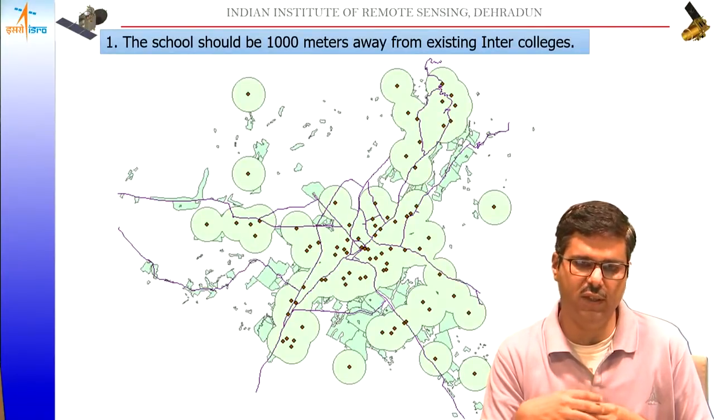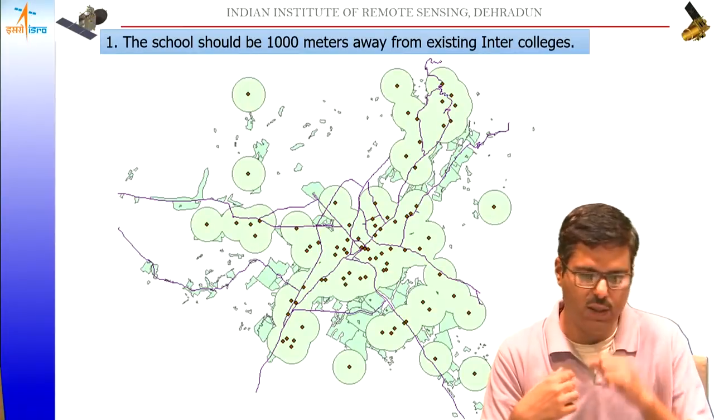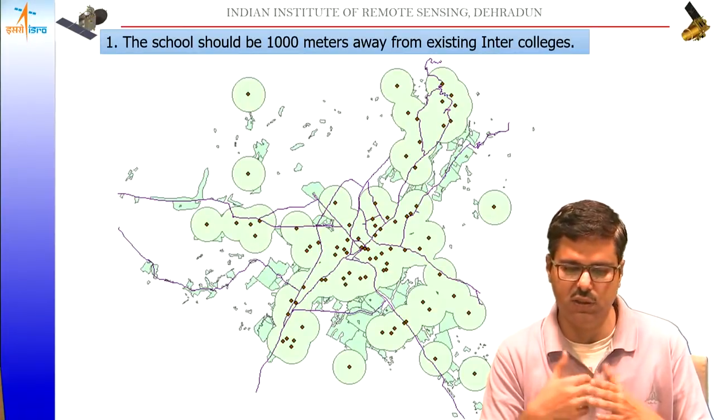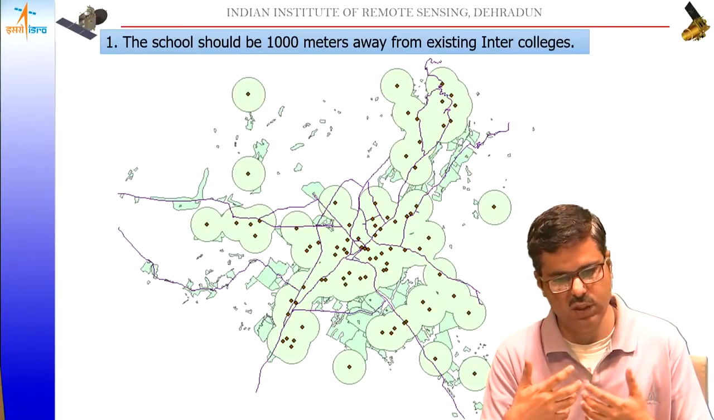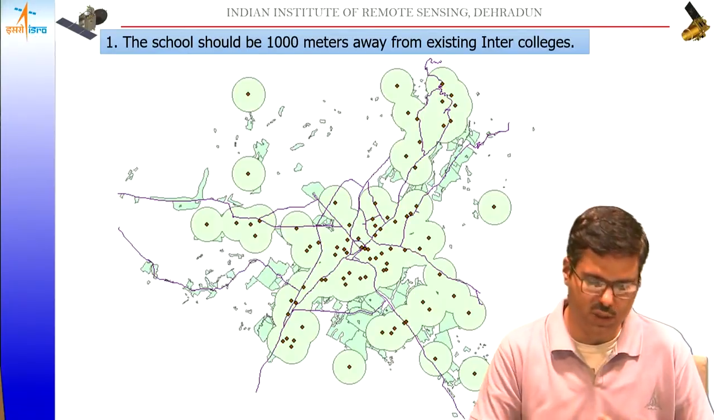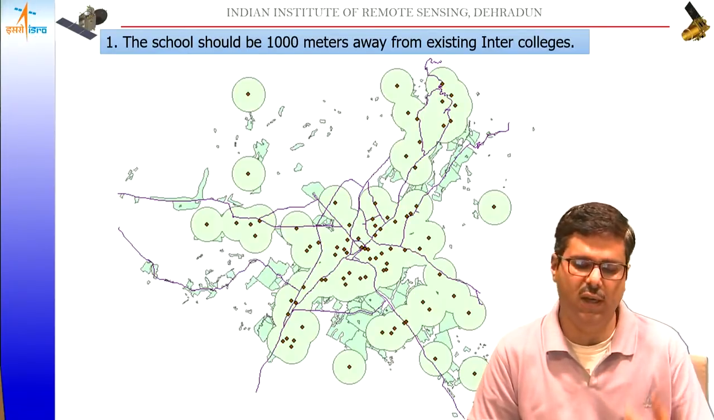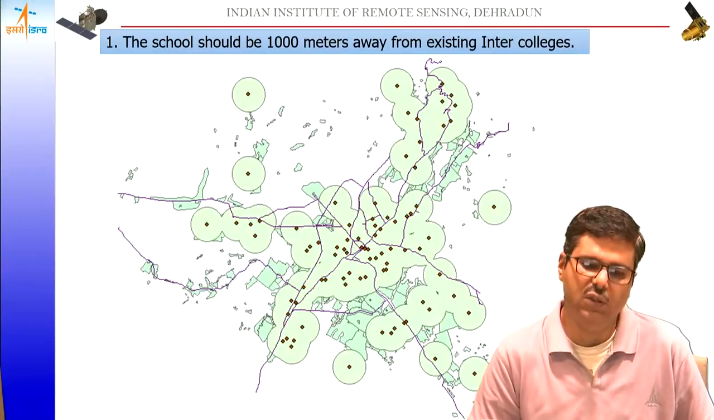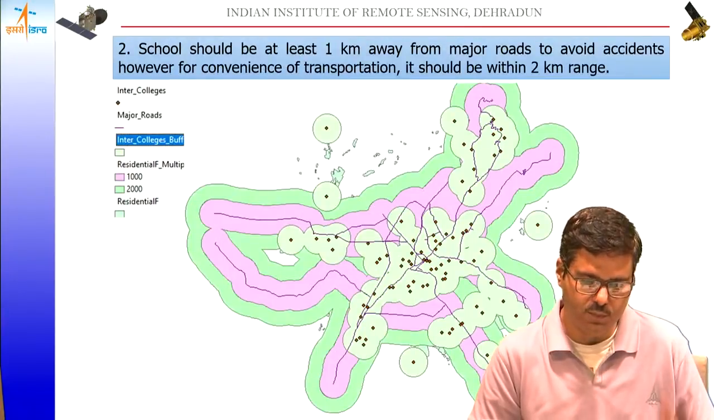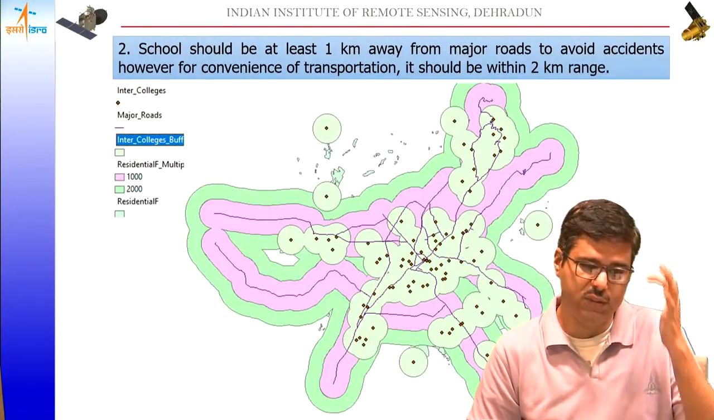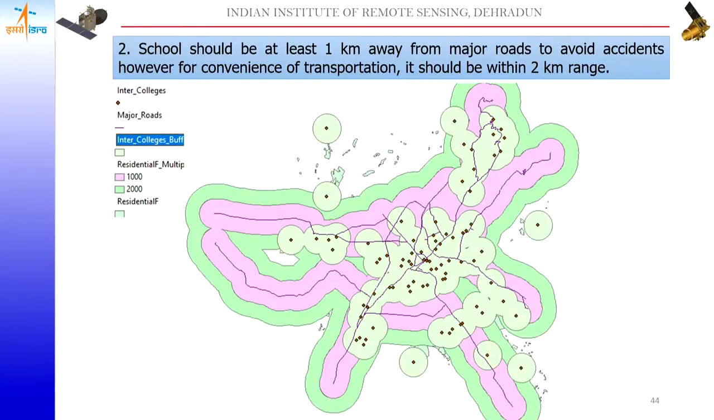So what we can do is create a buffer around those inter colleges to mark the regions of spatial proximity wherein the school can't be constructed. So we can use buffering as step 1 for fulfilling criteria number 1. Now for criteria 2, it says that it should be within 1 kilometer to 2 kilometers. Then we can use a multi-ring buffer. First make a buffer of 1000 meters and second with 2000. So what we are looking for as a suitable region is between 1 and 2 kilometers.